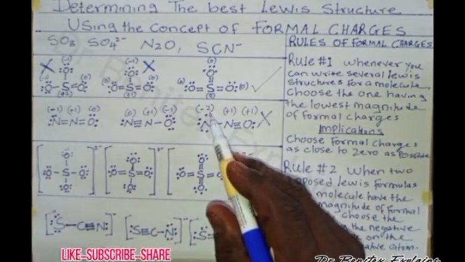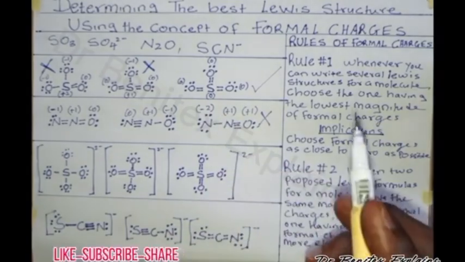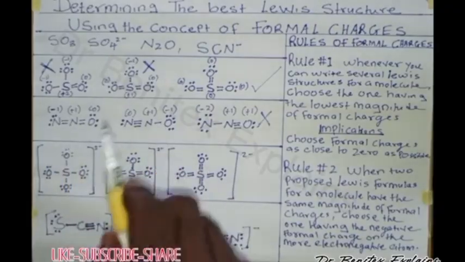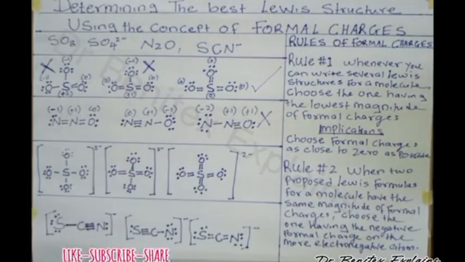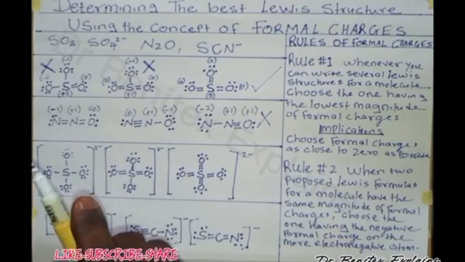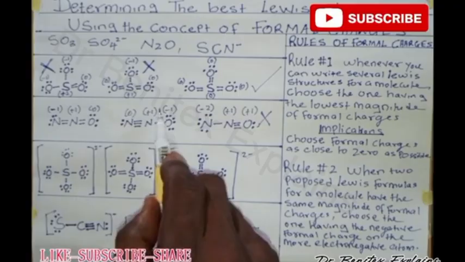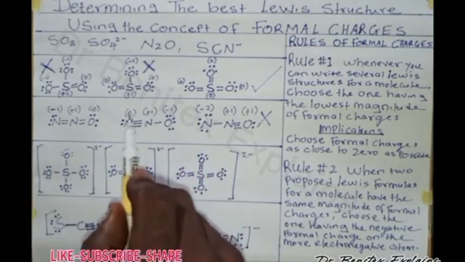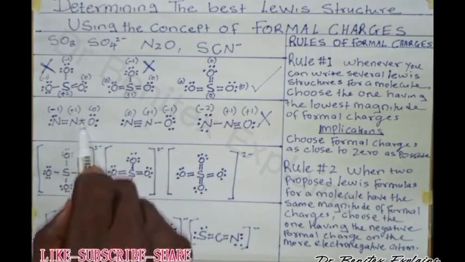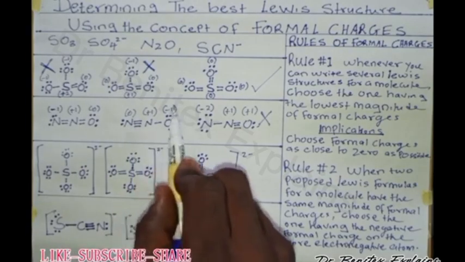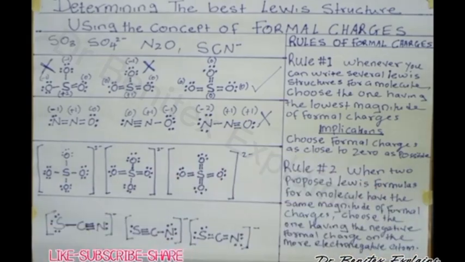Look at -2. Look at 2. 2 is too big. So we discard that structure. So we're not going to be contemplating between this structure and this structure. Which of them is going to be correct? Now, if you notice, the formal charges here are -1, +1, and 0. Here you have 0, +1, and -1. Now we can say that the two Lewis structures here have the same magnitude of formal charges. And what is the magnitude? -1, +1, and 0. 0, +1, and -1. So the magnitudes are all the same.